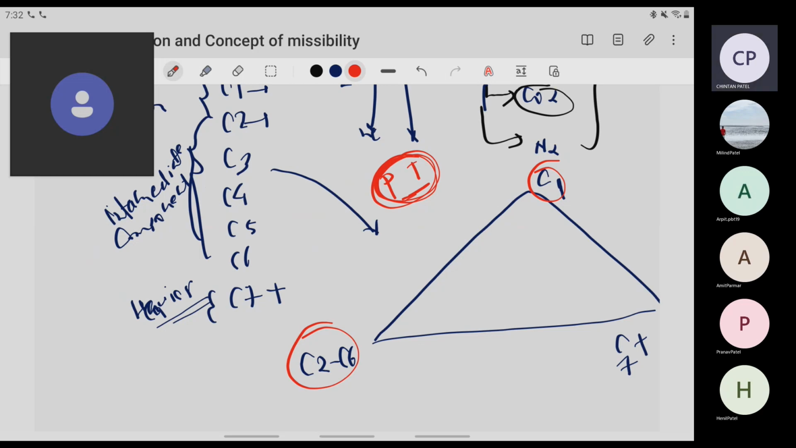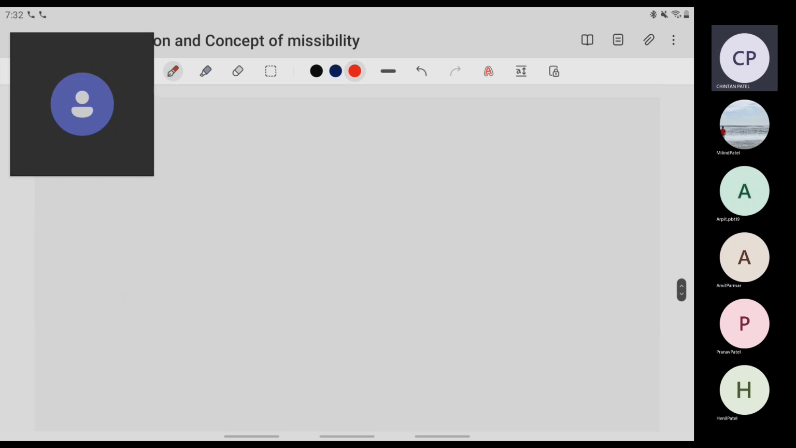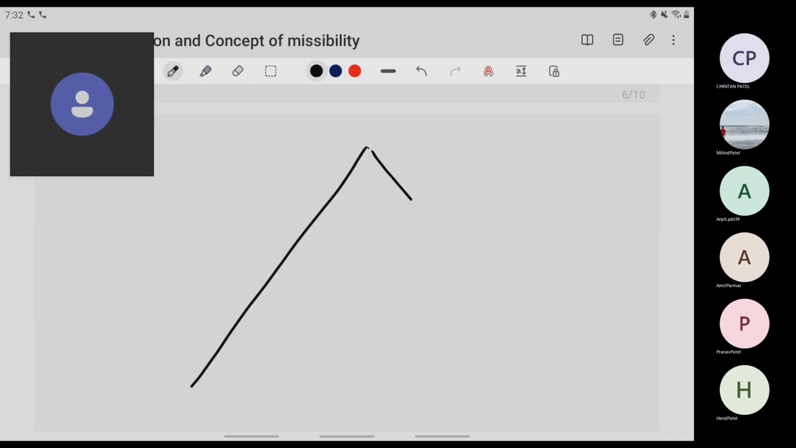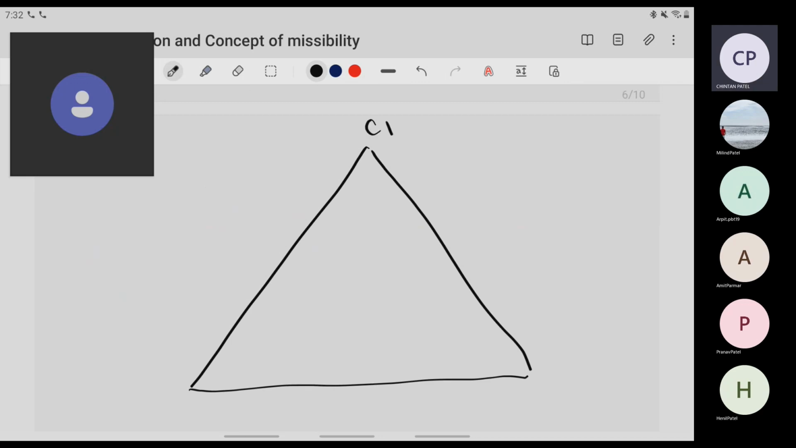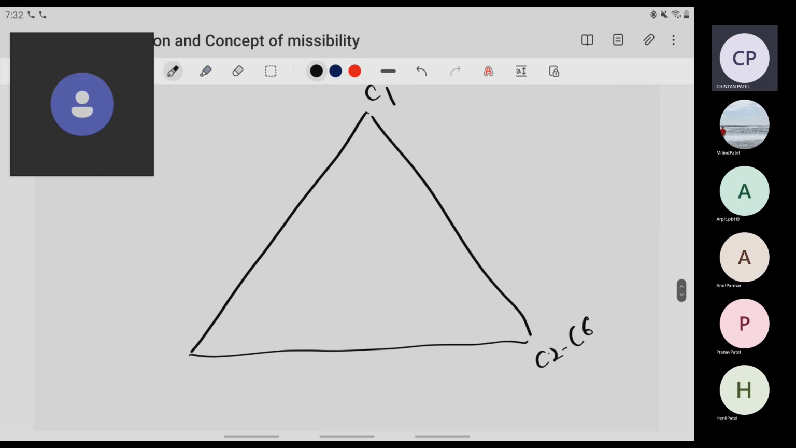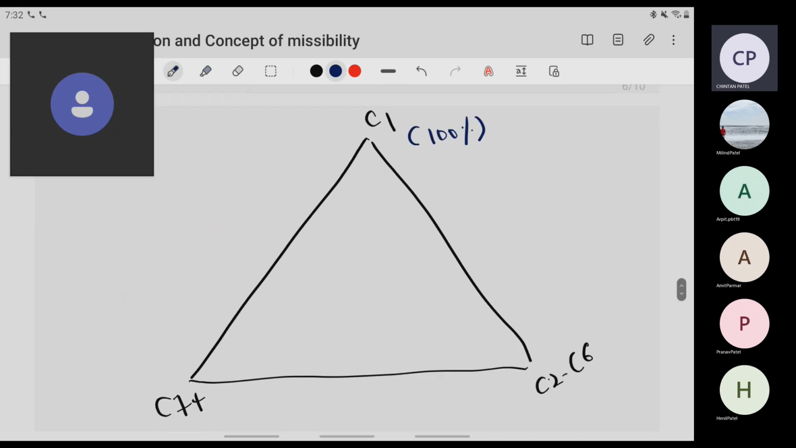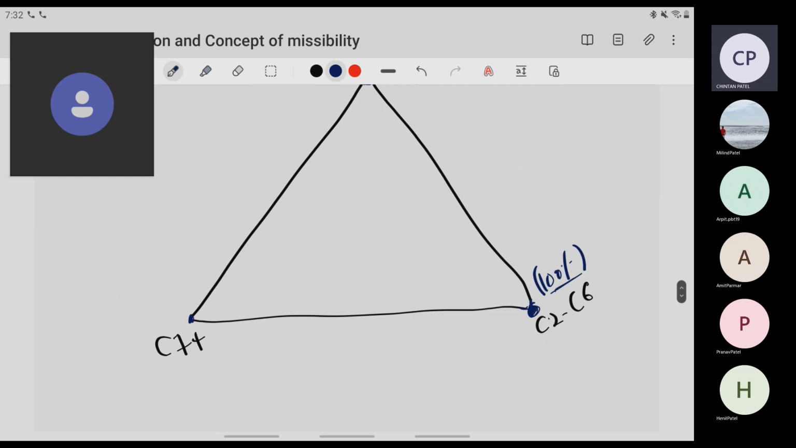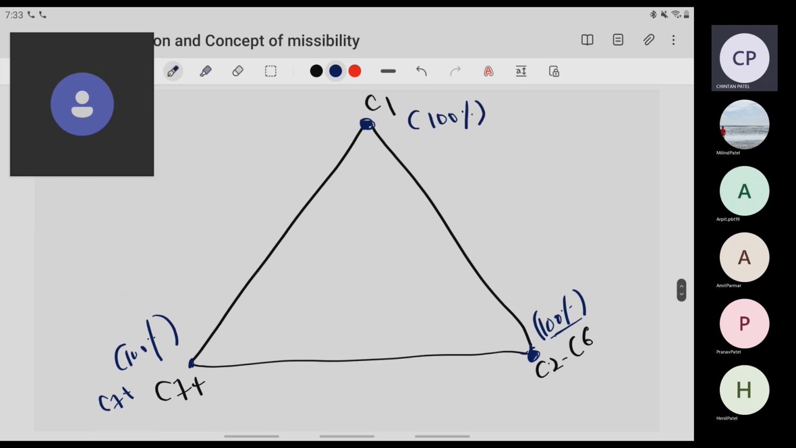There is nothing to discuss here regarding definition of this ternary diagram, so let's draw one and understand what it means. C1, C2 to C6 and C7 plus. When I write C1 here, it means 100% of C1 is represented by this point, which means 100% methane. This point means 100% intermediate component, and this point means 100% C7 plus composition. Now, this diagram can be represented by this kind of lines.